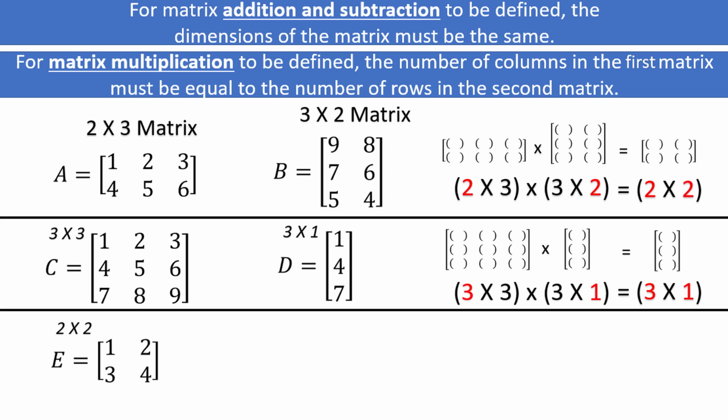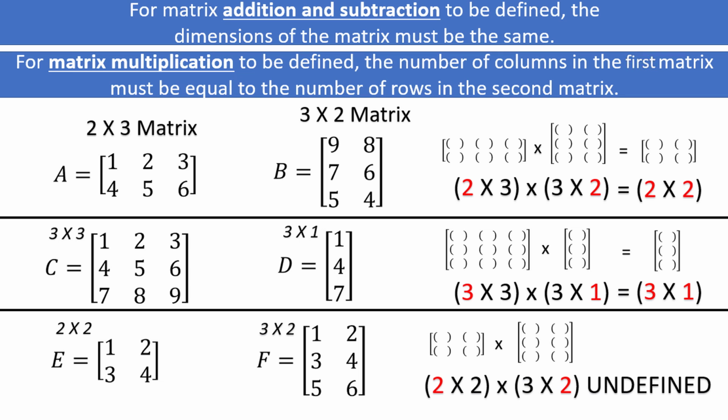Matrix E is a 2 by 2 matrix. Matrix F is a 3 by 2 matrix. Since the inner dimensions don't match, we have a 2 and a 3, matrix multiplication is not defined. We cannot multiply matrix E and F together.